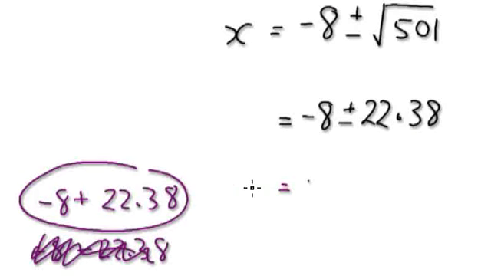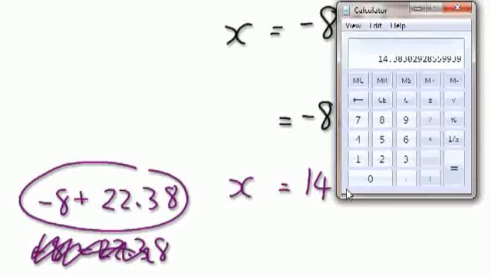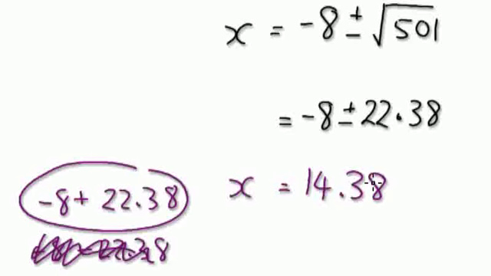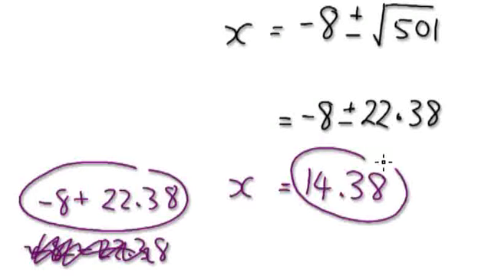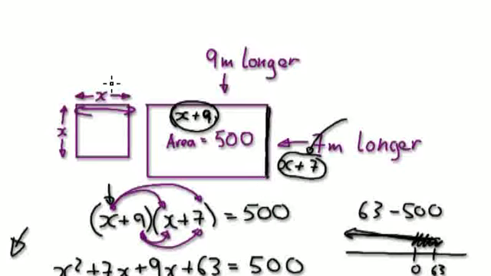So one solution is 14.38, and the other one will be minus something. I don't care about that minus something. So remember, there are two solutions. One is x equals 14.38. The other one will be negative, which we don't care about. So here x represents x equals 14.38. So the length of my house is 14.38, and the width is also 14.38. Okay.